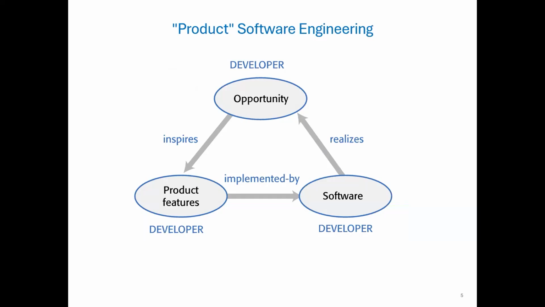So here we have a product software engineering cycle. As you can see, we have developers. The developer finds the opportunity and is inspired by it, and then the product features are extracted. Again, developers implement and then generate software. And by realizing new opportunities, this cycle can just rotate and continue to complete and have more updates for the application.